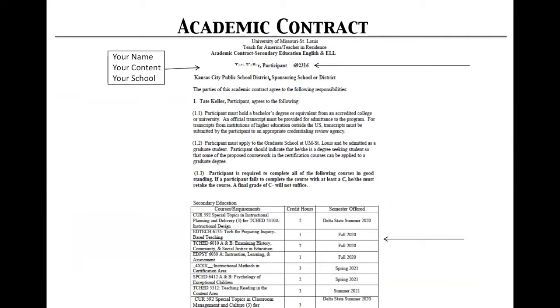This academic contract lists all the courses that you have to take, when you have to take them. And what comes out of this is an agreement with the Department of Education that if you fulfill these obligations, then you get initial certification. And it's really based on four parties that are involved in this.